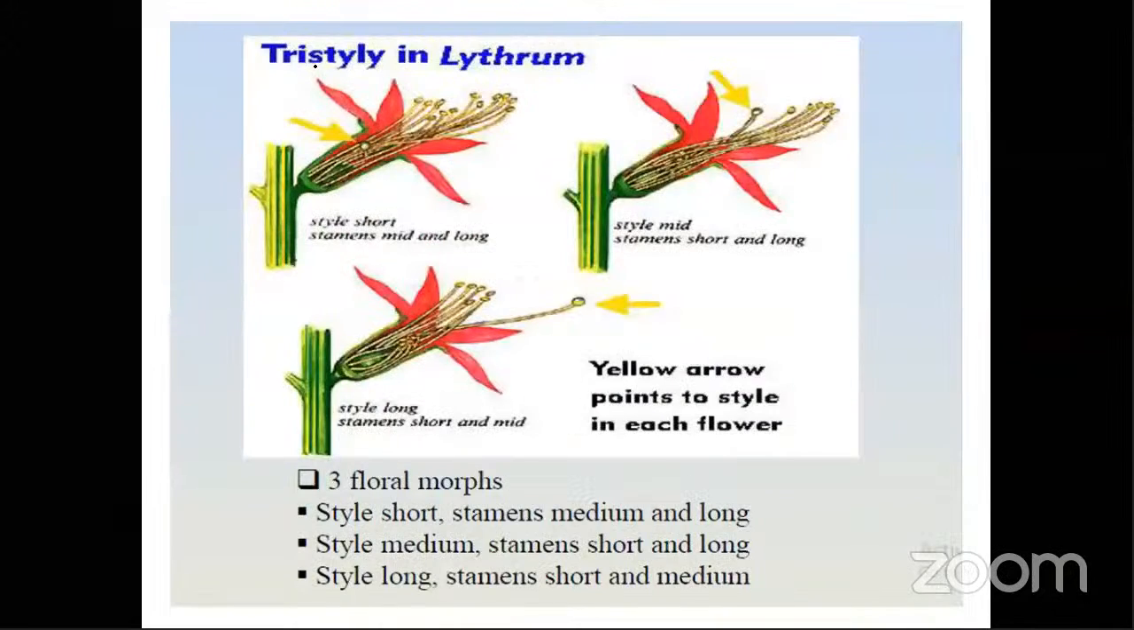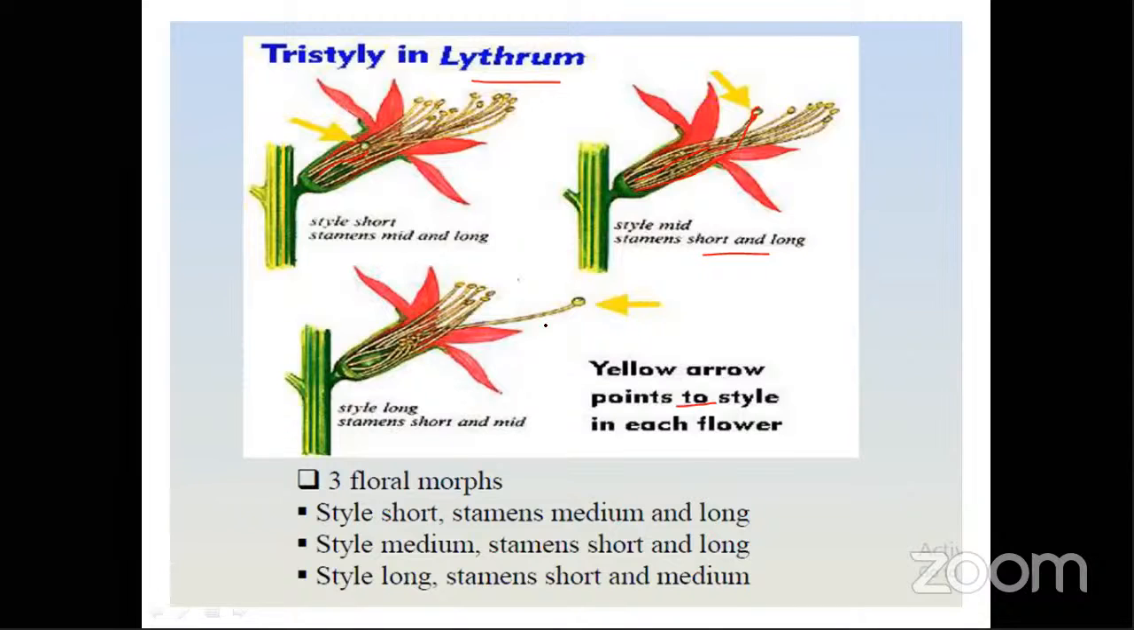Okay, this is the example of Lythrum salicaria. Here you can find the short style, so this one is style. Okay, short, medium and long kinds of stamens you can see over here. Style is medium, here is the style, and stamens are short and long. This one also, you can see the yellow arrow here, the style is long but the stamens are short and medium. So in any of these conditions, mating is not possible with similar kinds of flowers.